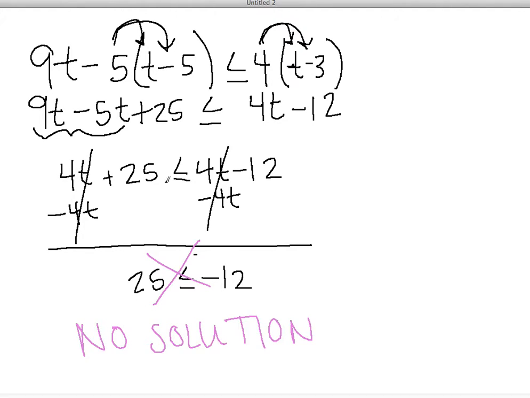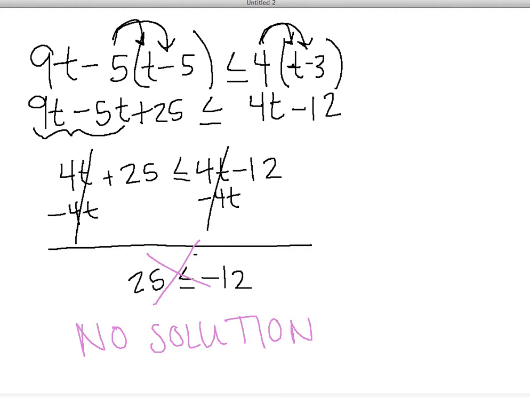So what that means is there's no number that I can plug in for t that makes this side smaller than this side here. Okay, this is a very important concept. So again, the reason that this has no solution is because our variables crossed off, they went away, and we were left with a false statement. Okay, we're going to do one more example together.